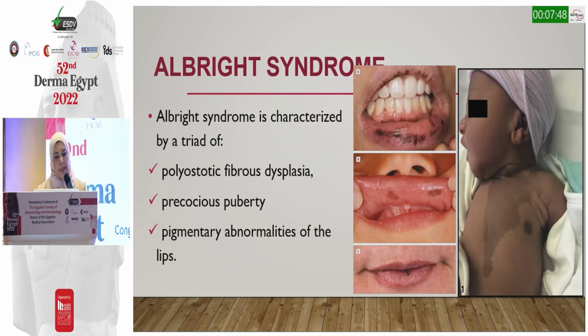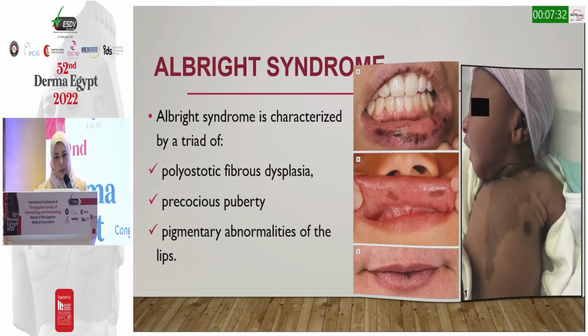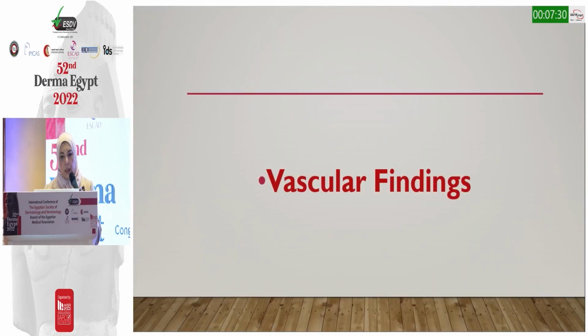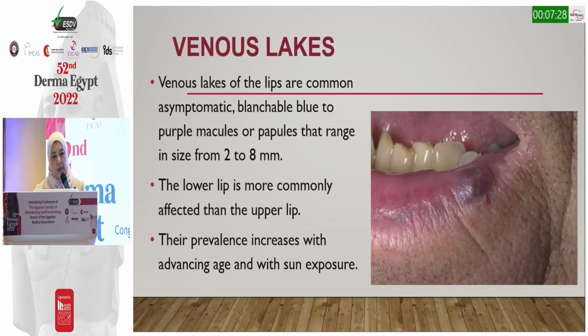Albright syndrome is characterized by a triad of polyostotic fibrous dysplasia in the bone, precocious puberty, and pigmentary abnormalities of the lips. بنعرفها برضو أو نفرق ما بينها إن ما بنلاقيش pigmentations just في الأورال ميكوزا ولكن بنلاقي pigmentations على البودي. Vascular findings is a very important and common issue.